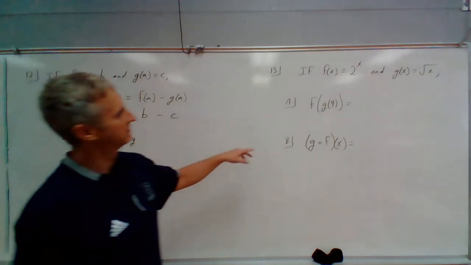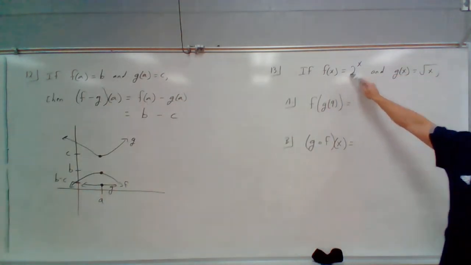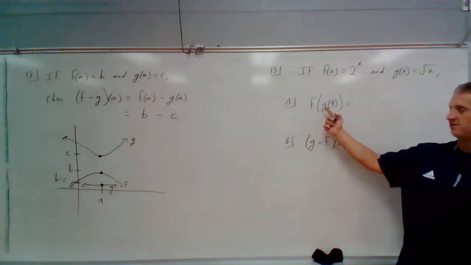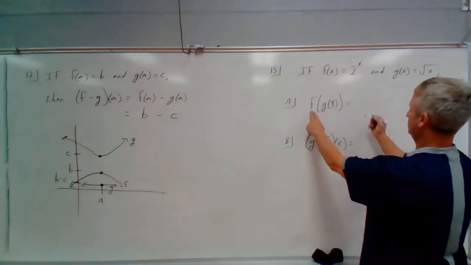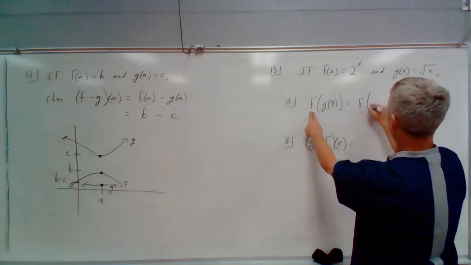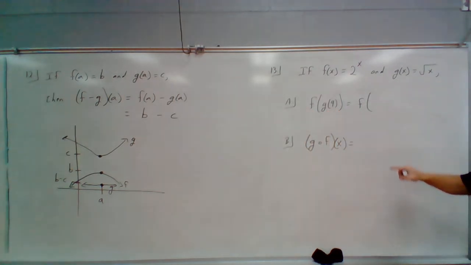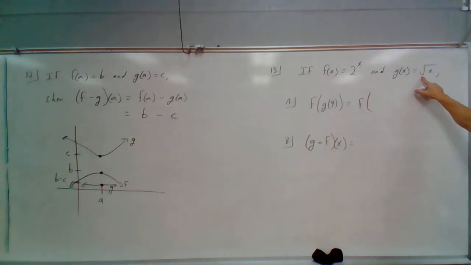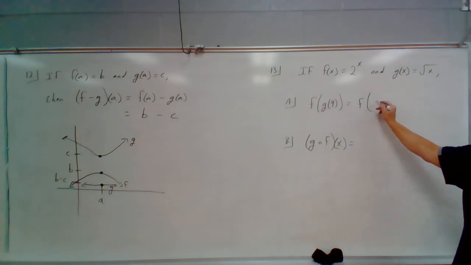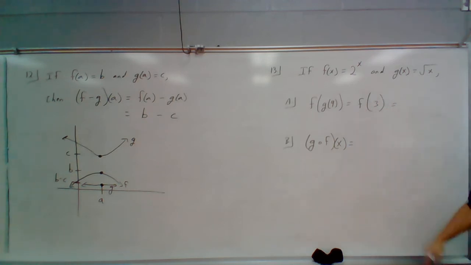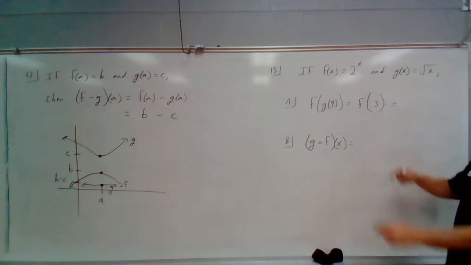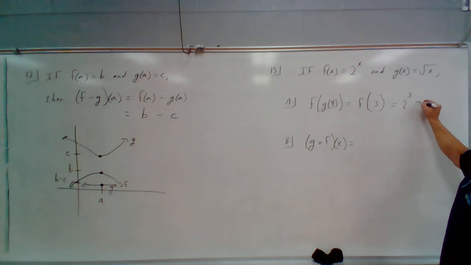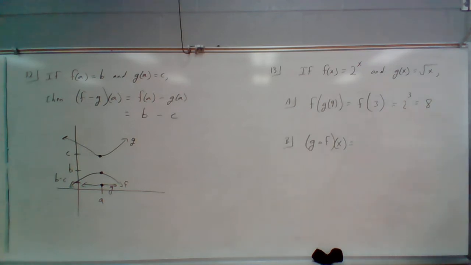All right. Over here, I've got two functions, 2 to the x and the square root of x. All right, I want to know F of G of 9. So this would be F of G of 9 means I plug 9 into the G function. So G of 9 is equal to the square root of 9, which is 3. So now I want F of 3. So I'm going to plug 3 into that F function. Get 2 to the third, which is 8.